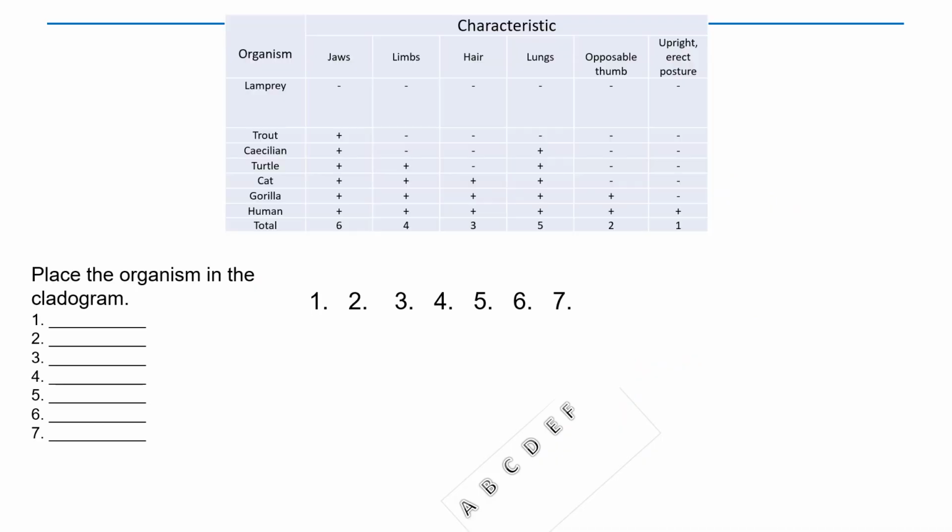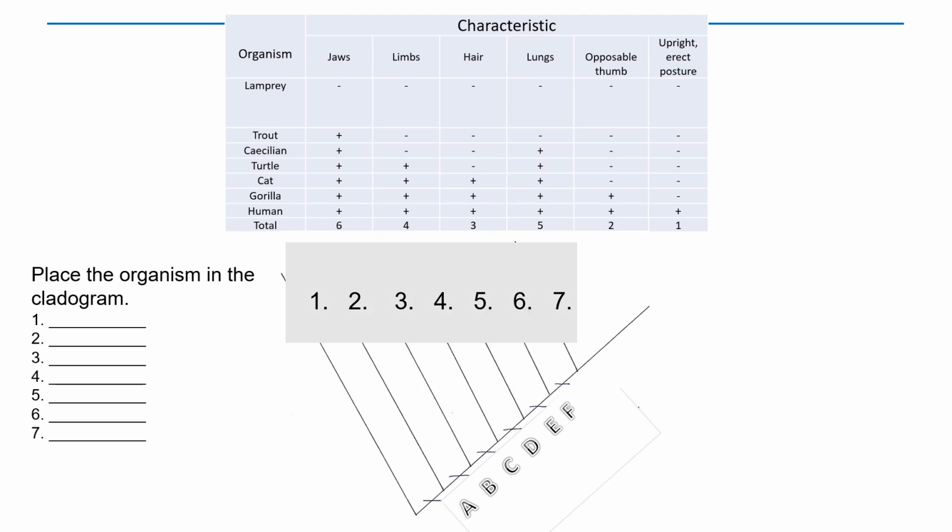This is an example for you guys to try, taking this particular table and fitting it into this particular cladogram, where the numbers are going to represent the organisms and the letters will represent the derived characters or characteristics.